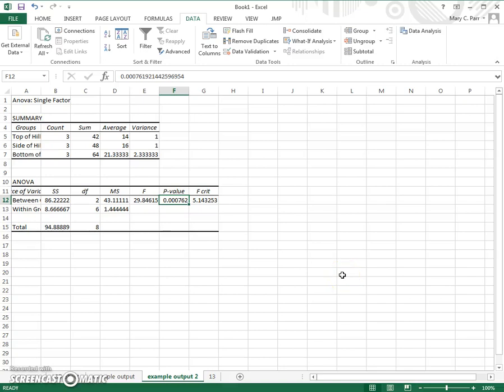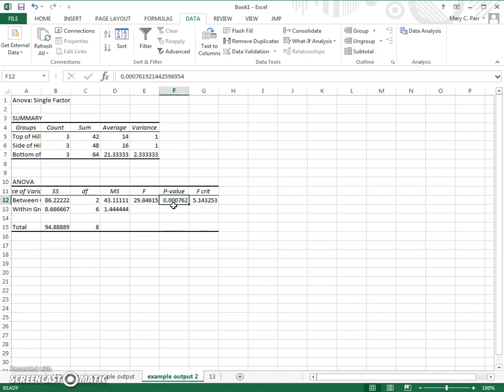Hello. So now we're going to teach you what to do after you come up with a significant ANOVA analysis with your data. Once I have a significant p-value, which is a p-value less than the alpha we decided on, which is 0.05, we can continue to the next step.